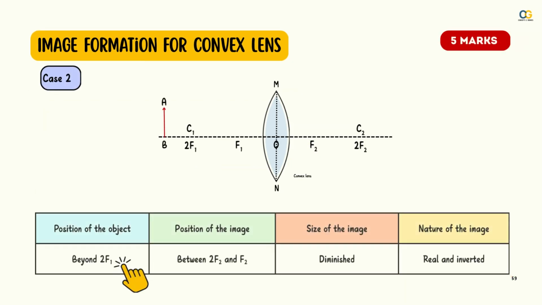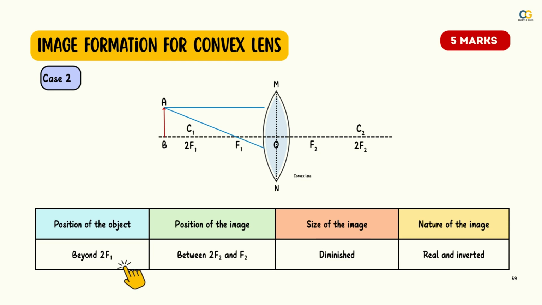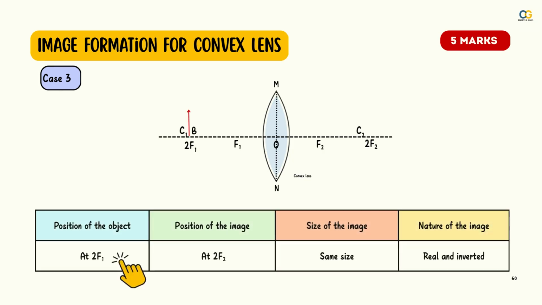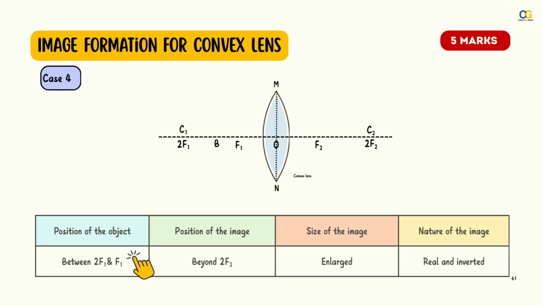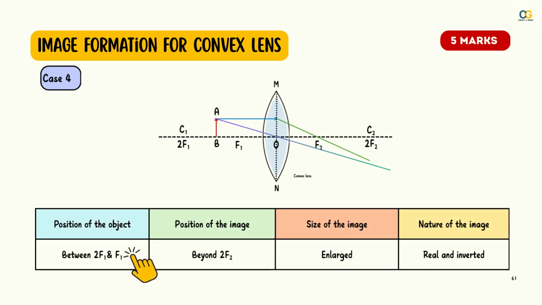Case 2. If the position of the object is beyond 2f1, the position of the image will be between 2f2 and f2, the size of the image will be diminished, and the nature of the image will be real and inverted. If the position of the object is at 2f1, the position of the image will be at 2f2, the size of the image will be the same, and the nature of the image will be real and inverted. If the position of the object is between 2f1 and f1, the position of the image will be beyond 2f2, the size of the image will be enlarged, and the nature of the image will be real and inverted.